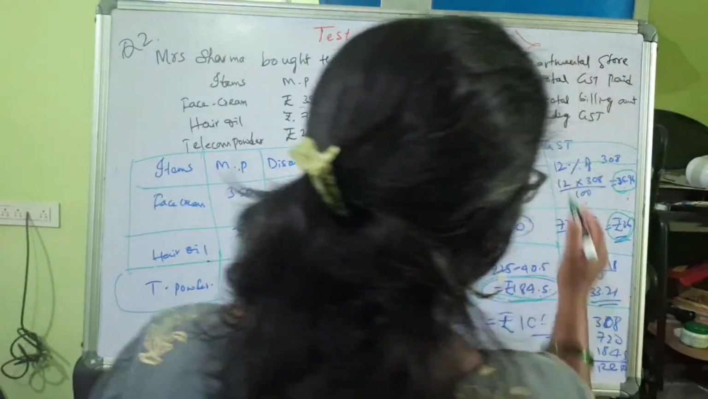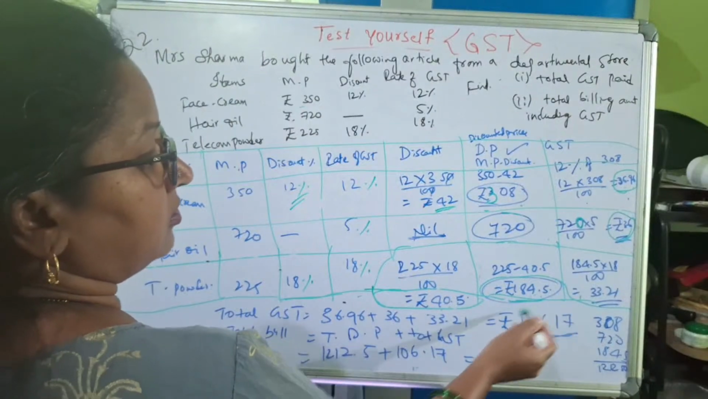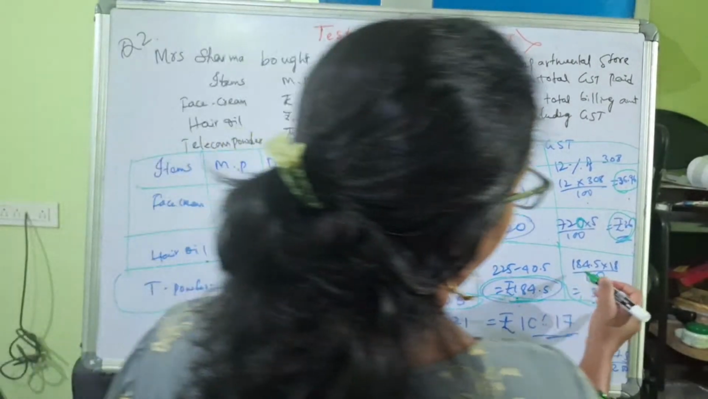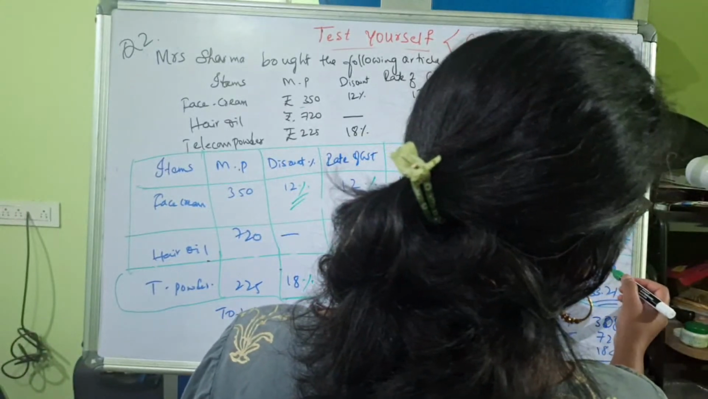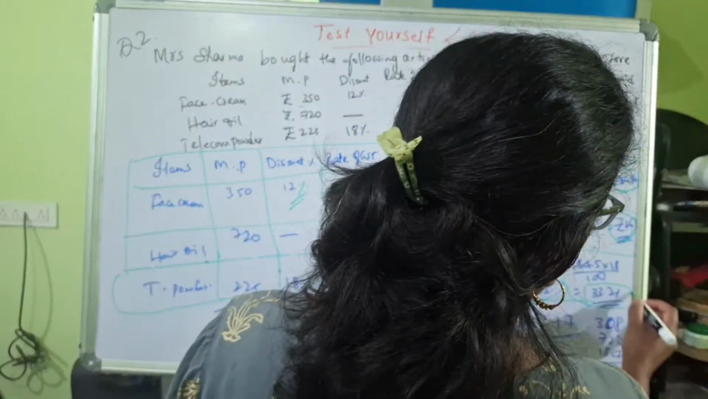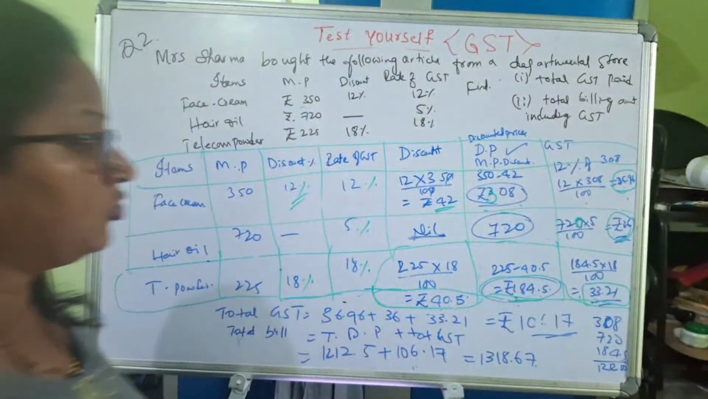And we have to calculate the GST amount for this discounted price. That means 184.5 into 18 divided by 100, which is equal to 33.21.